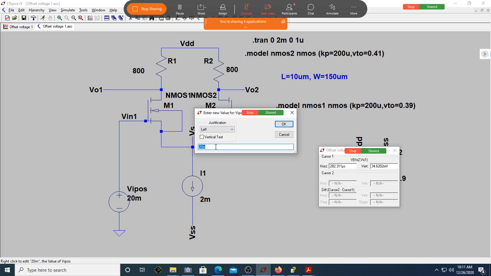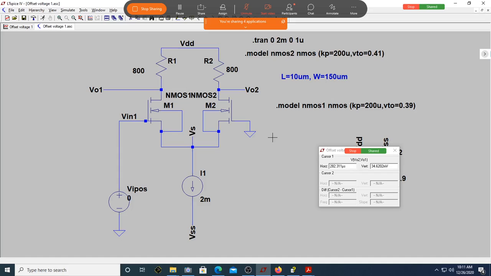Let me make the voltage 0 so that I can make out what the output offset voltage is. Done? No. First, let us find what the output offset is. Let us find what ID1 and ID2 are. It was supposed to be 800 microampere and 1.2 milliampere, no?